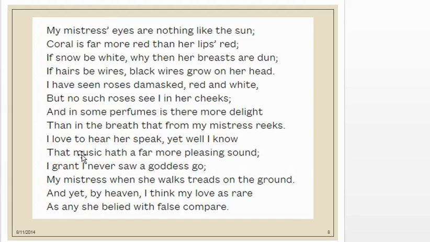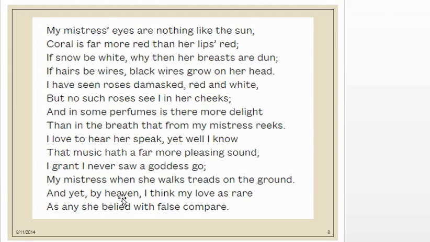I grant I never saw a goddess go. My mistress, when she walks, treads on the ground. So goddesses are airy and light. My mistress stomps. She's not very graceful. And then the couplet says, and yet, by heaven, I think my love as rare as any she belied with false compare. All of these things are my love. However, the couplet says it all, there is no one else compared to her, and I love her so much. She's the best from heaven.